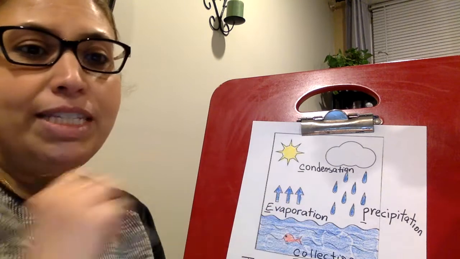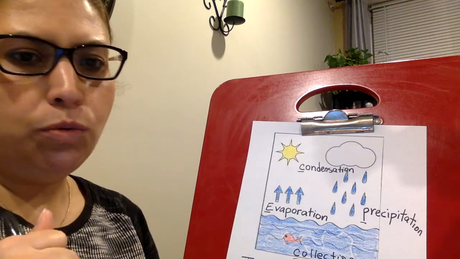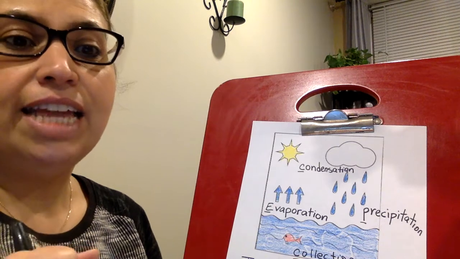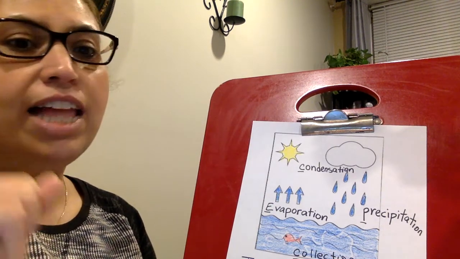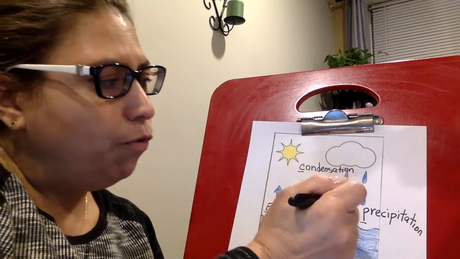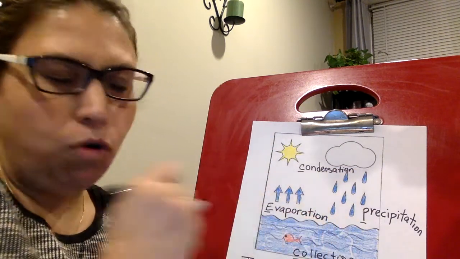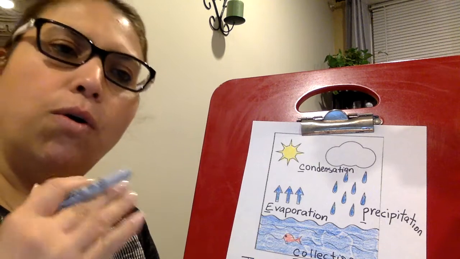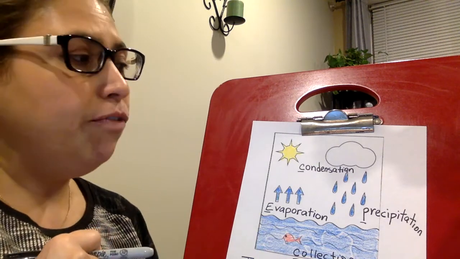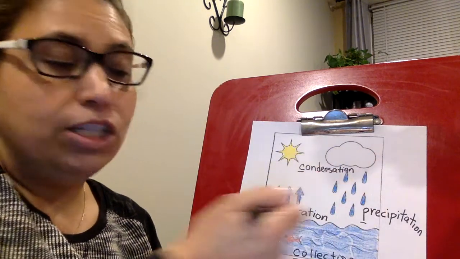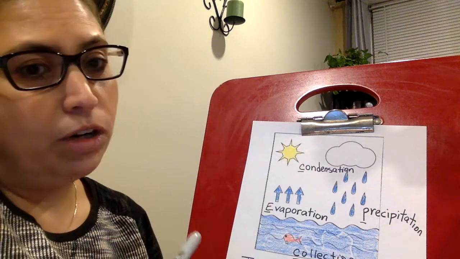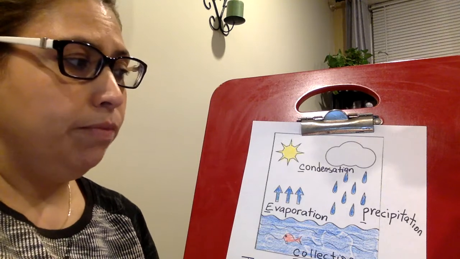So, precipitation occurs when so much water has condensed that the air cannot hold it anymore. The clouds get heavy and the water falls back into the ocean or the river or the streams. And it can fall in many different ways. It can fall as snow or water or sleet or even hail.